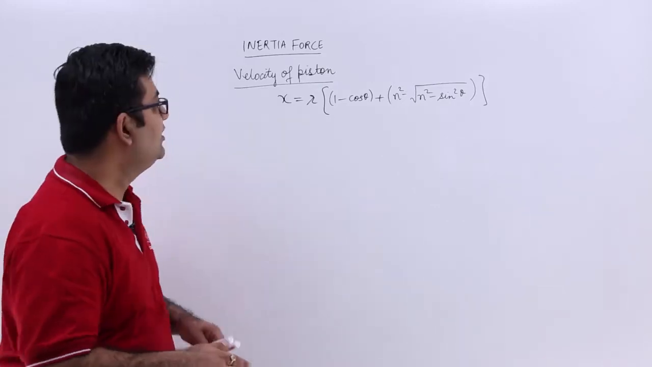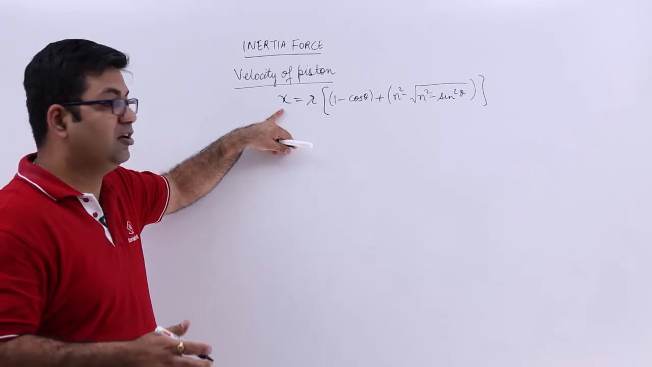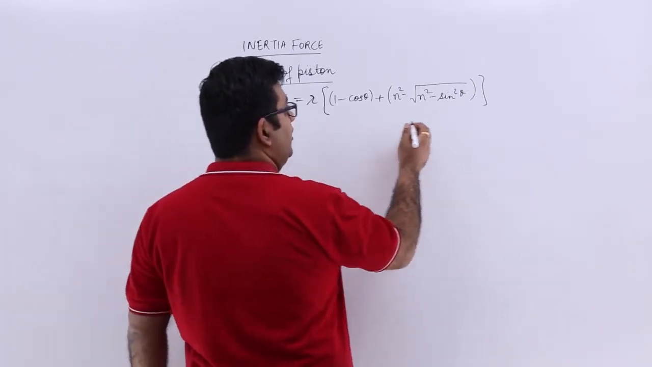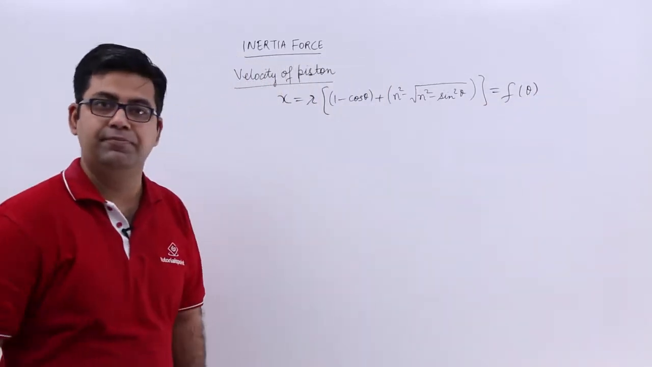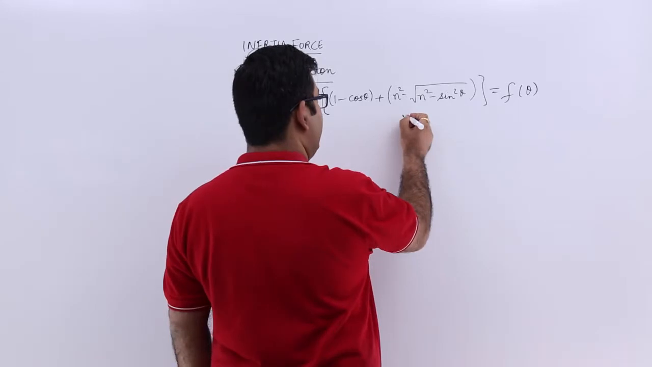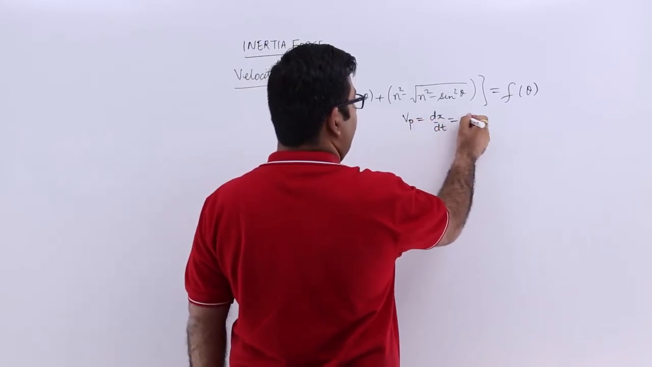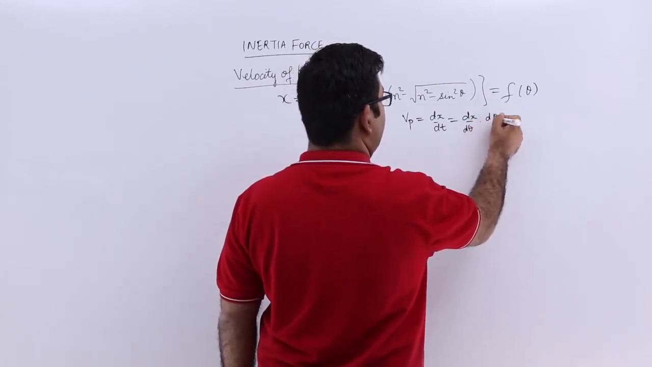Now let's talk about the velocity of the piston. The displacement of the piston is x, and we can see that the displacement is a function of theta. This would mean that the velocity of the piston, which is dx by dt, would be dx by d theta into d theta by dt.